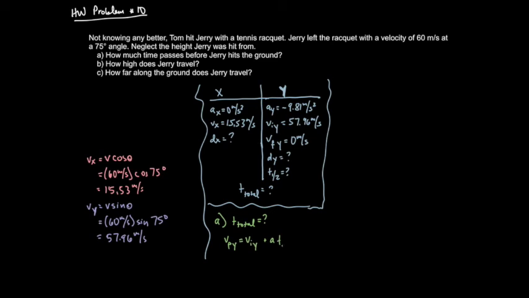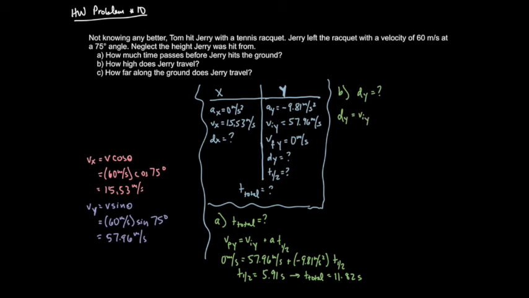So A is asking for the total time in the air. Please note, we can only solve for the time going up towards the peak. That's only half the journey. Once you plug and chug, you should get a time of 5.91 seconds to the peak. You double that to get the full arc, 11.82 seconds.